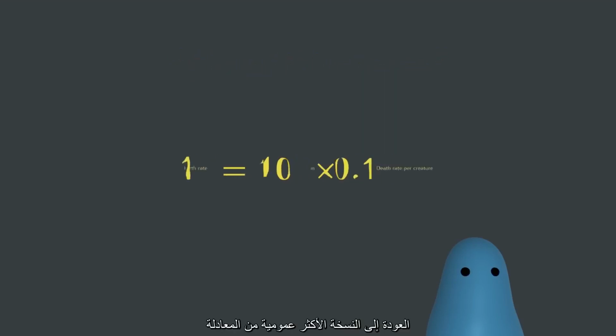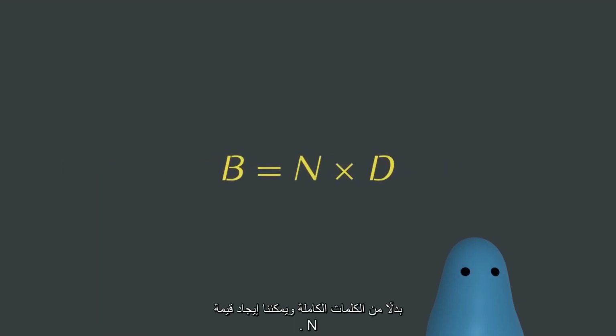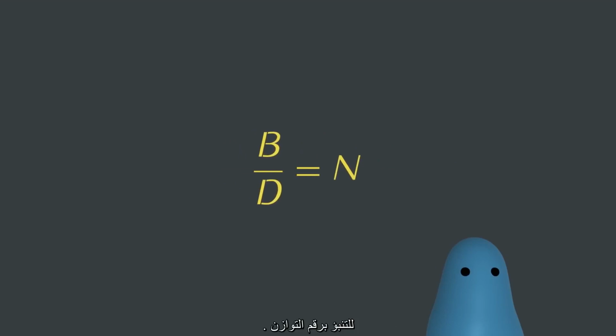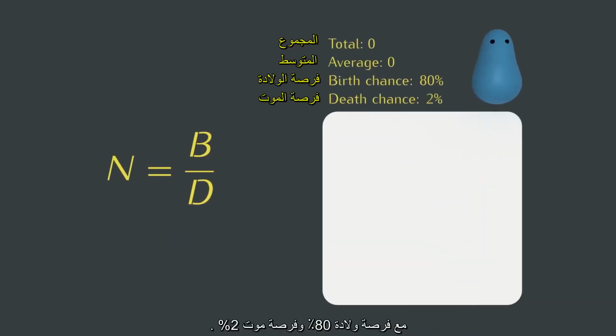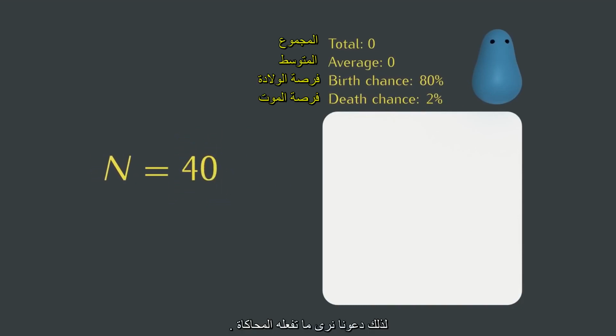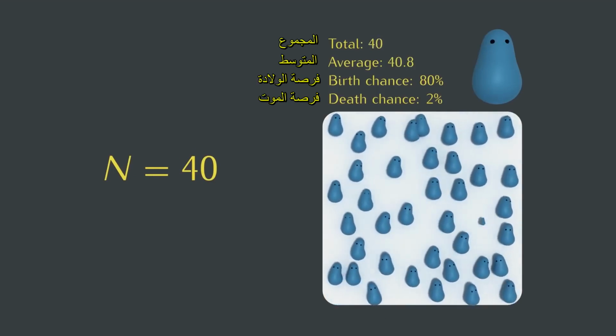Going back to the more general version of the equation, we can shorten it up by using letter symbols instead of the full words, and we can solve for n to get a formula we can use to predict the equilibrium number. So now if we set up a new simulation with a birth chance of 80% and a death chance of 2%, what equilibrium number should we expect? Well, the formula tells us it should be 40, so let's see what the simulation does. Looks about right.